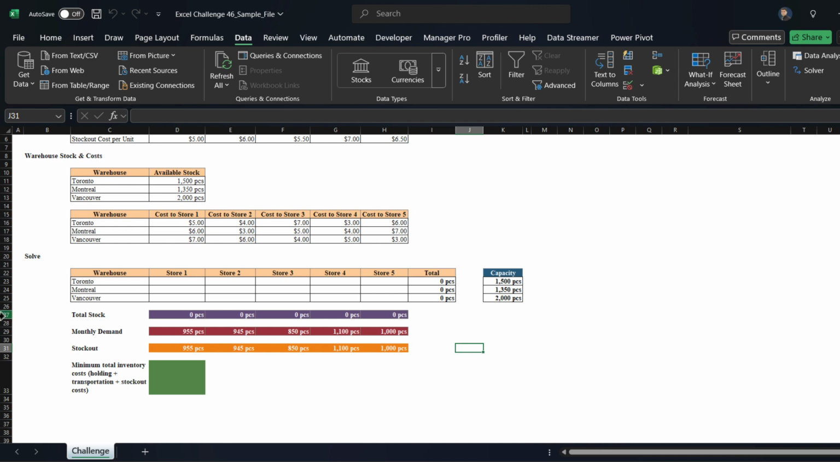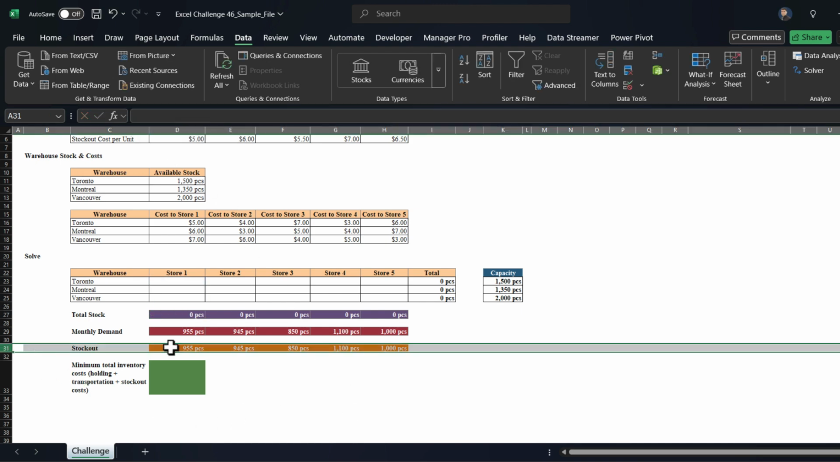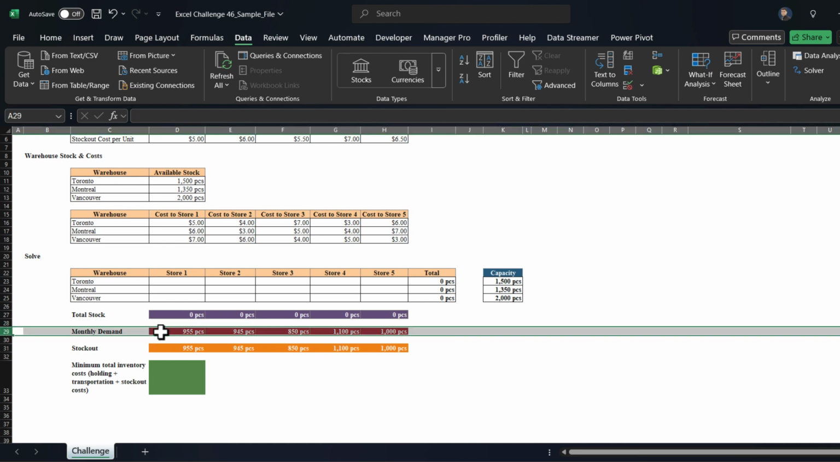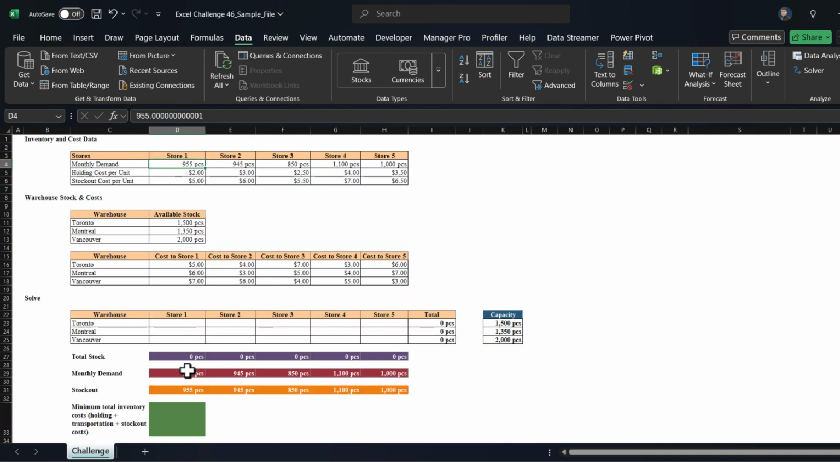Now let's talk about inputs and formulas. The formulas on row 27 calculate total stock for each store. The formulas on row 31 calculate stockout for each store. And row 29 contains the monthly demand for each store.